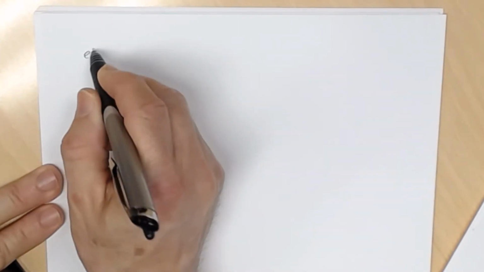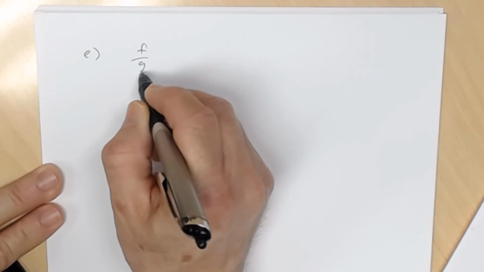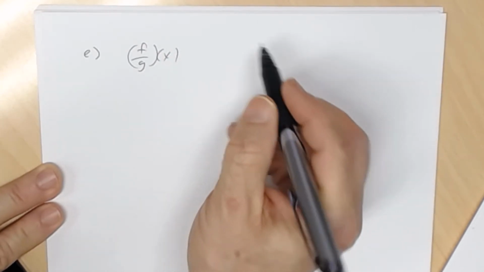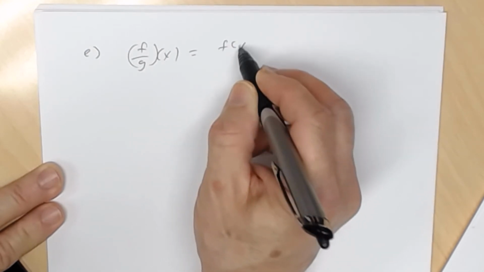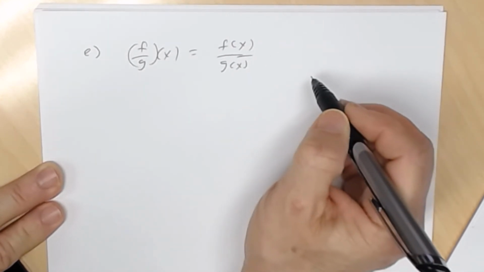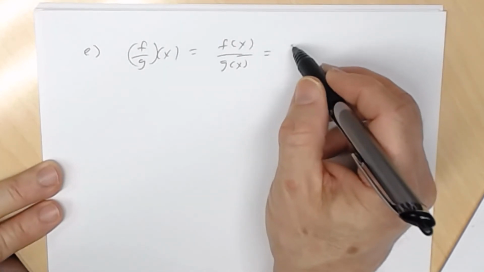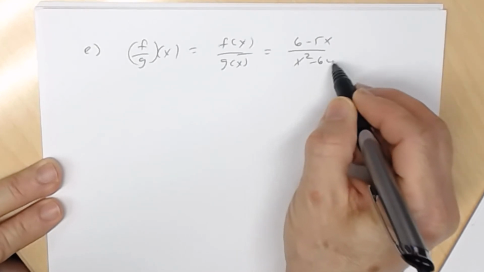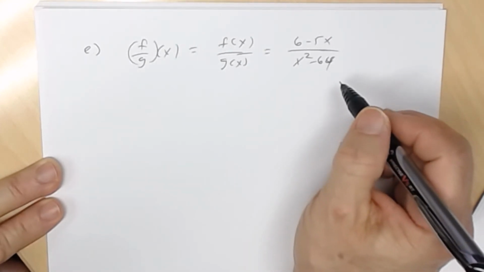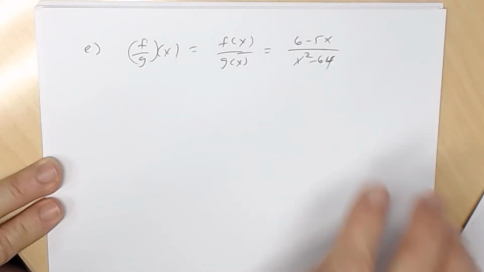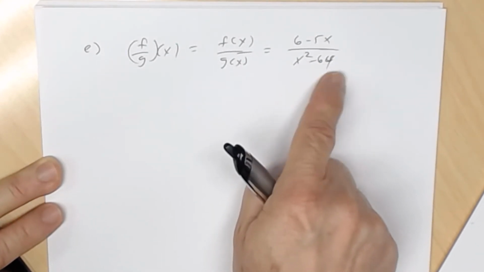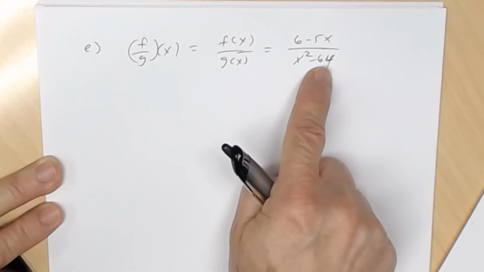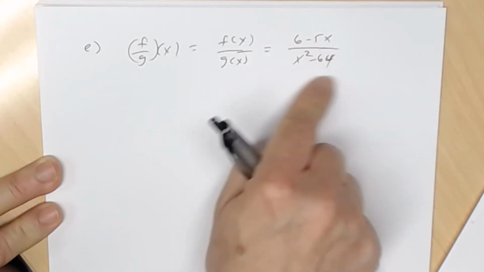Suppose in part E now, you want to find f divided by g this time. Okay. Well, by definition, this means f of x divided by g of x, right? Okay. So f of x is 6 minus 5x. g of x is x squared minus 64. Okay. So notice that, again, our discussion earlier, even if you factor x squared minus 64, which is x minus 8 times x plus 8, you can't reduce. So just leave it like this.